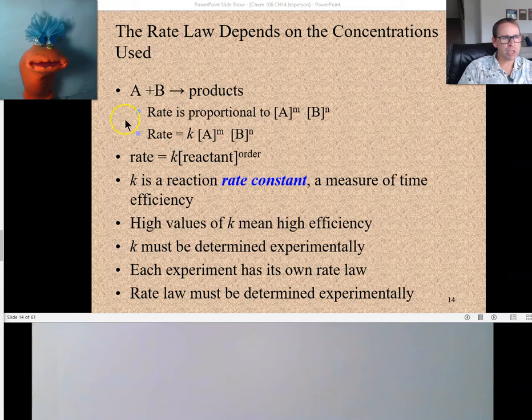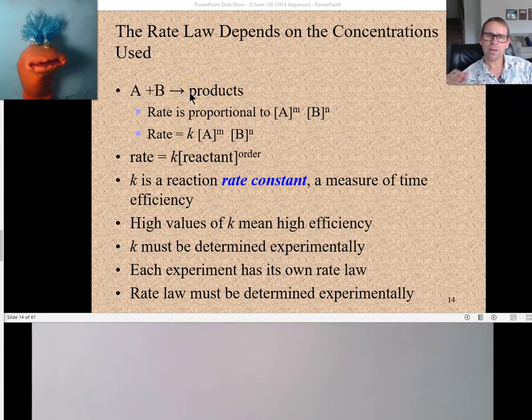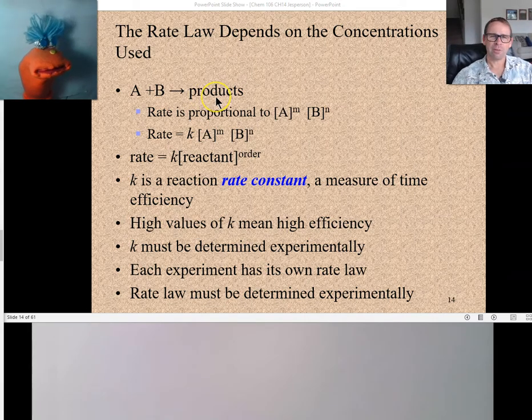So for a chemical reaction, A plus B going to some products. Now notice we don't have to actually identify what the products are, because the rate law, the rate of the chemical reaction, doesn't need to have the products in it. Okay, so again, when you write the rate law for a chemical reaction, the products aren't in it because the rate, how fast this reaction occurs, how fast A and B combine to form products, what is it dependent on?